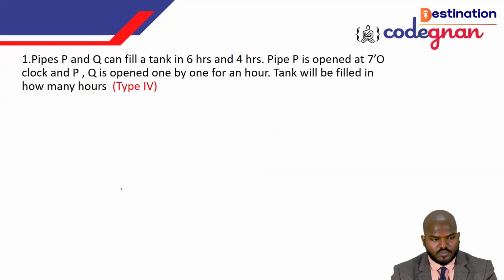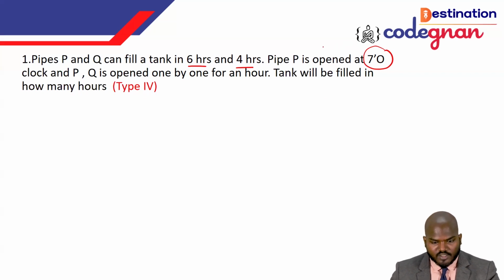The first question belongs to type 4. The pipes P and Q can fill a tank in 6 hours and 4 hours respectively. The pipe P is opened at 7 o'clock, and P and Q are opened one by one for an hour, alternately. In how many hours will the tank be filled is what the question is asking. You see, it is given in hours, the quantity of hours, but it is indicating the time, 7 o'clock exactly.